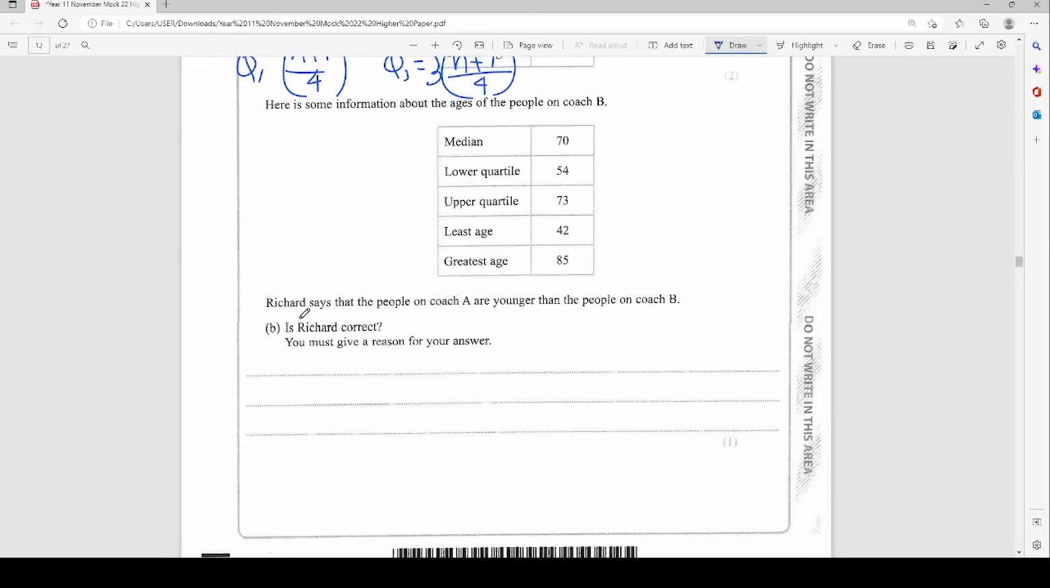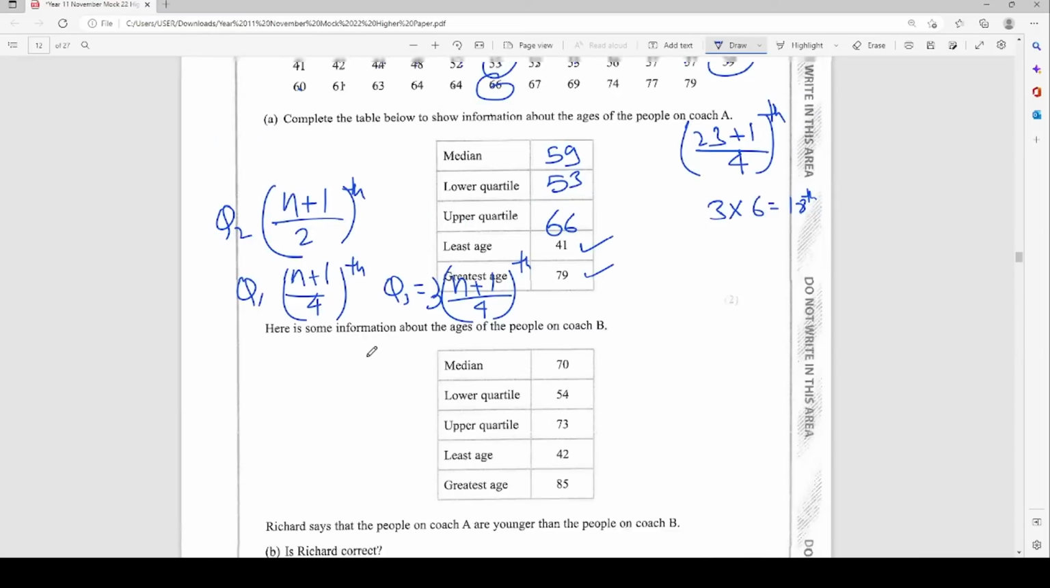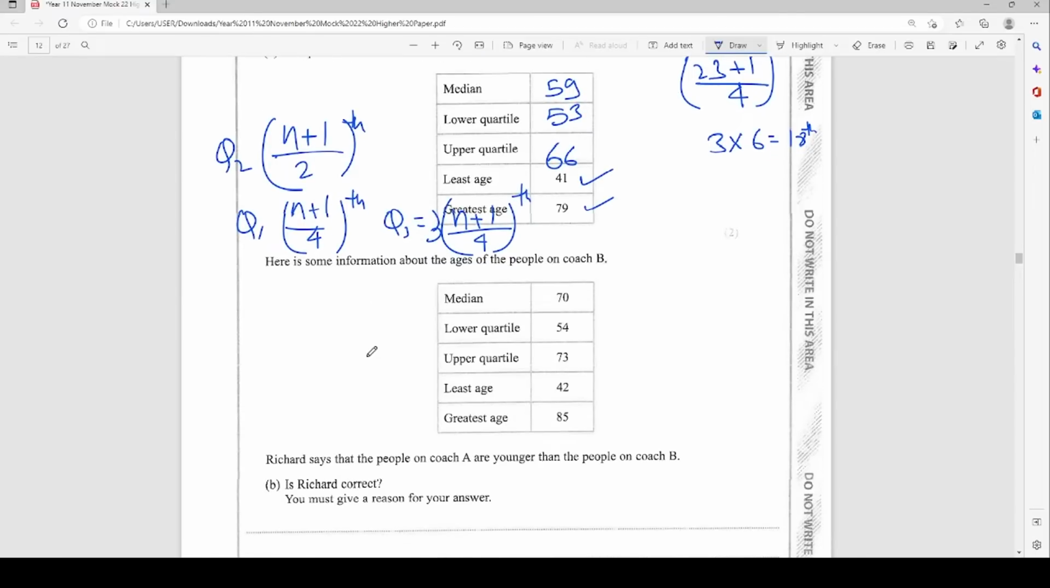Okay, so here are some information about the ages of the people on coach B. So these are the values that we have got. Richard says that the people on coach A are younger than people on coach B. Is Richard correct? Now if you see here, what is the median? The median that we have got here is 70.